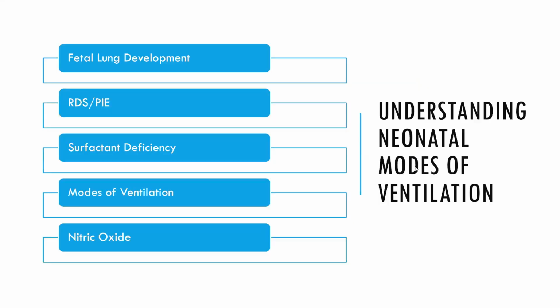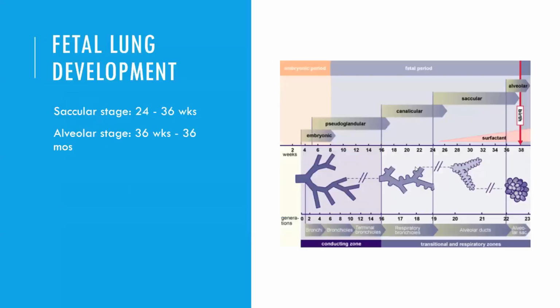Okay, here's what we're going to go over today, starting with fetal lung development. To understand the different modes of ventilation and the different things that we're going to do with these kiddos, we have to start at the beginning, start at the basics. So the saccular stage is between 24 and 36 weeks. That's where the alveolar ducts and air sacs are actually developed.